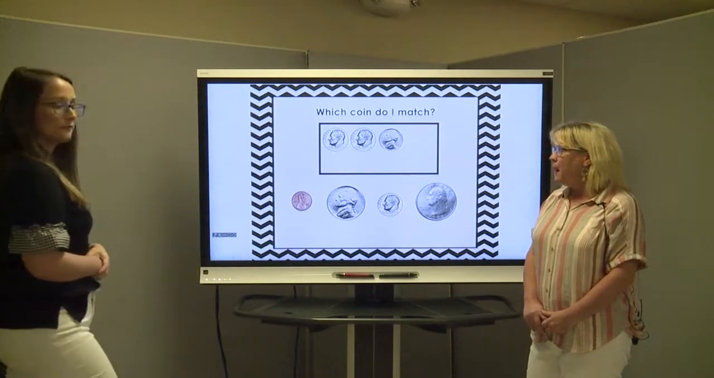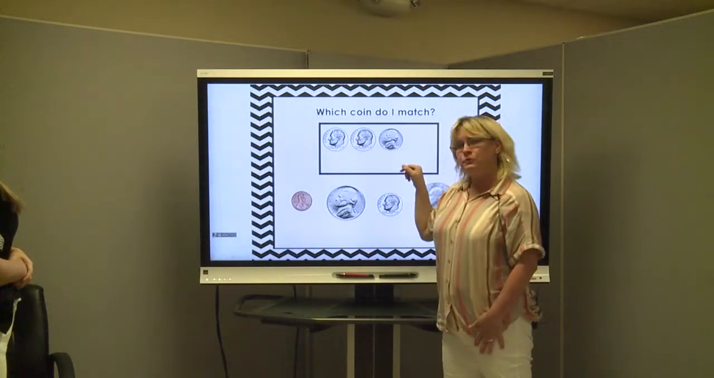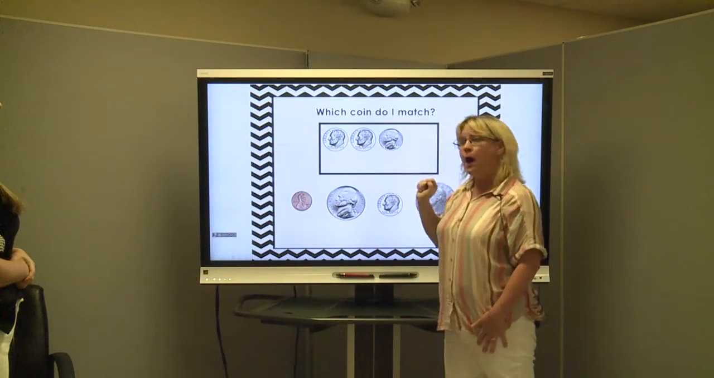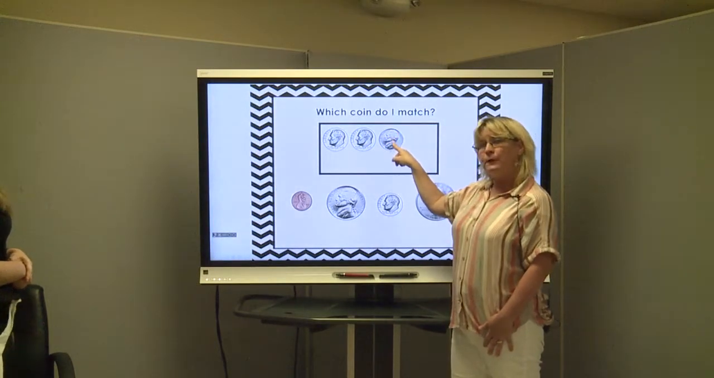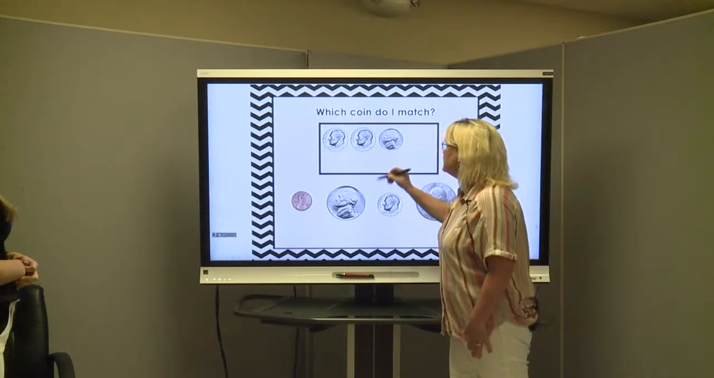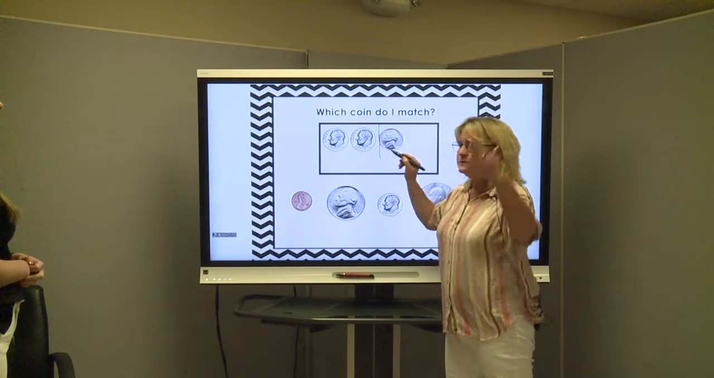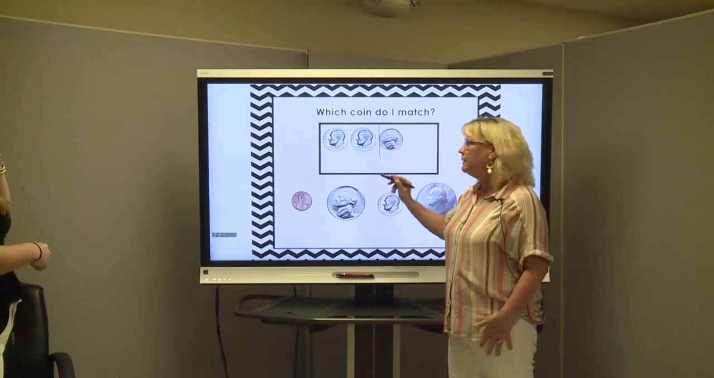This time in our box, first of all, let's see what we have. These two are the same. They're twins. They match. They're both dimes. But as I move down, I notice that this coin is different. It's a different president, a different face. So I want to make myself a little stop sign in my head to know that when I'm counting these, I'm going to change what I'm counting.